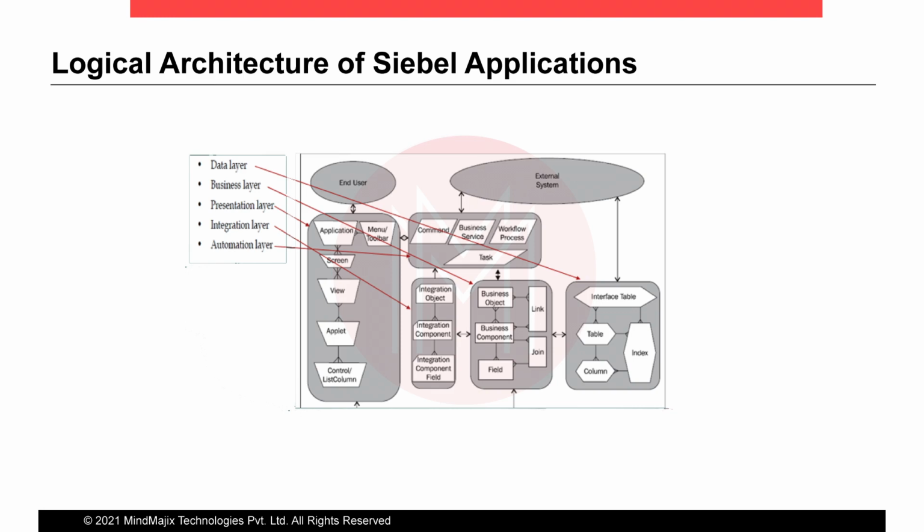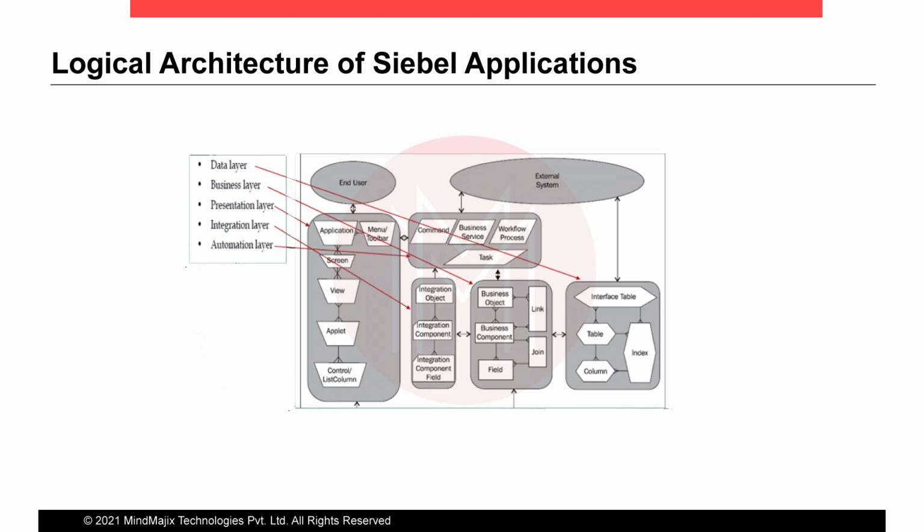So that relationship name is link. So we define or create a link in this business logic layer. So link also comes under the business logic layer. Now, a join field, these are child objects of the BC, and it also comes under the business logic layer. Now, what else do we have?